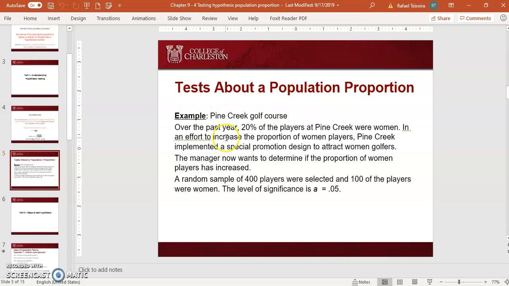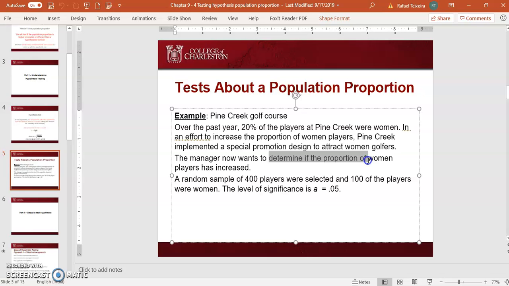Okay, so here's an example. Over the past year, 20% of the players at the Pine Creek were women. In an effort to increase the proportion of women players, Pine Creek implemented a special promotion designed to attract women golfers. The manager now wants to determine if the proportion of women players has increased. Has it increased? So we have the null hypothesis that it has not increased. We always assume nothing has changed and nothing has increased. So if we want to test if it has increased, this is the alternative hypothesis.